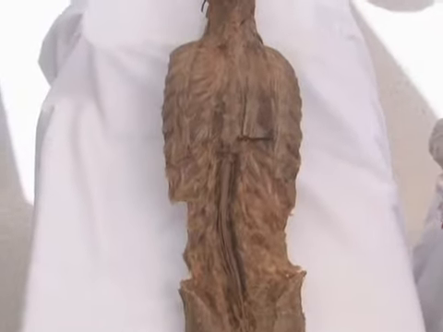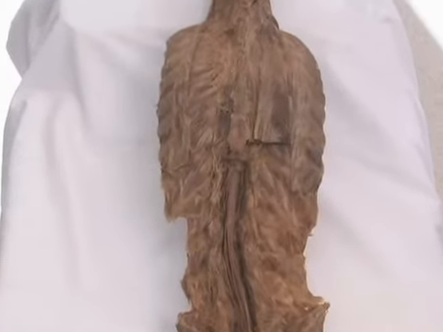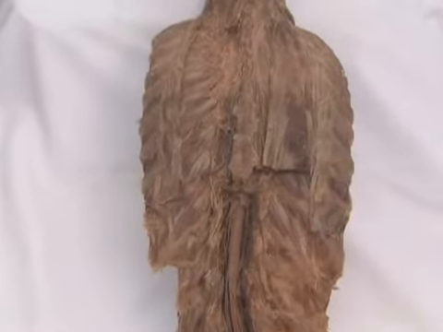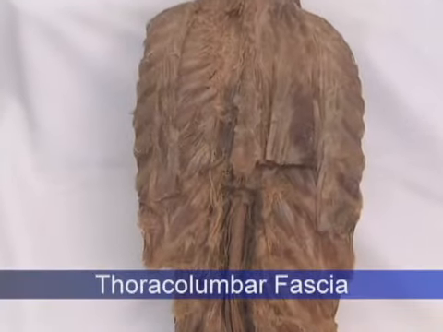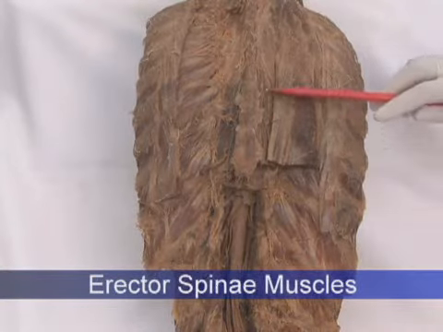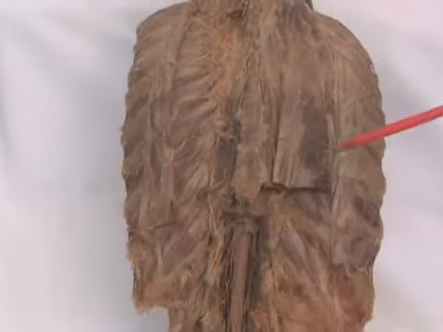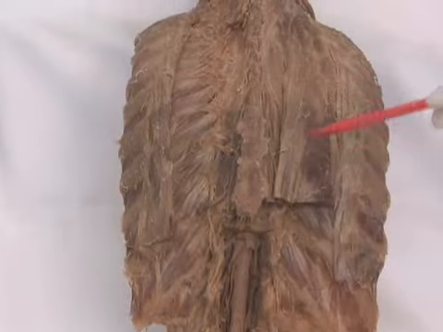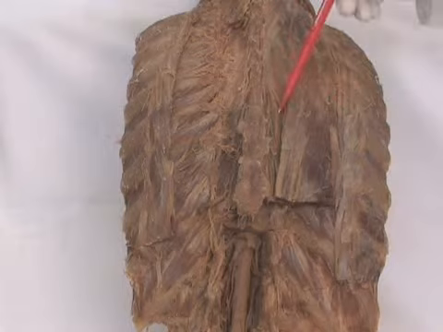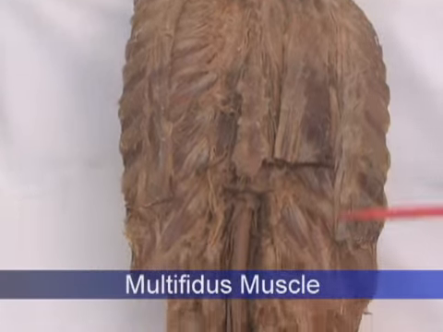Now I will demonstrate the layers of the fascia and muscles of the back. Most superficially is a thick, strong fascia called the thoracolumbar fascia. Beneath this we can see the erector spinae muscle, which consists of the iliocostalis, longissimus, and spinalis muscles. Still deeper is the multifidus muscle.